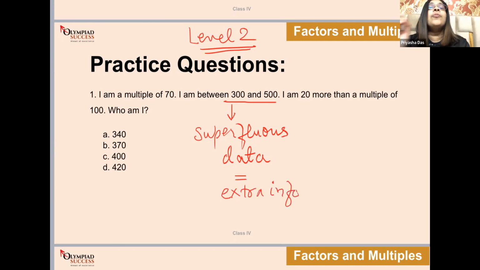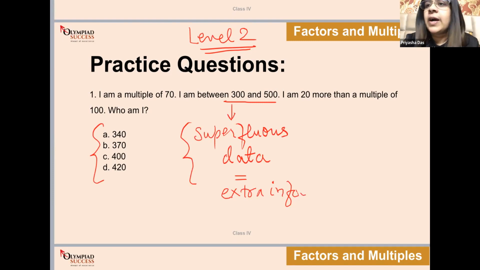Now, how will extra info be harmful for you? Number one, you will waste your time reading that. Number two, you will waste your time thinking about that. And the question paper setter wants that. But you people are very intelligent. You will not do that. The moment you see that the answer falls between 300 and 500 and all the options are between 300 and 500, you will remember Priyasha ma'am saying in the class that superfluous data or extra information is something which we should avoid at all costs.